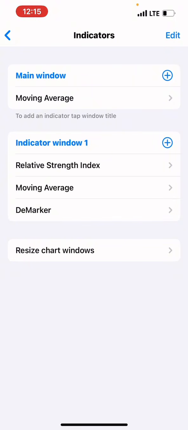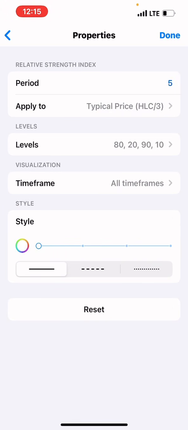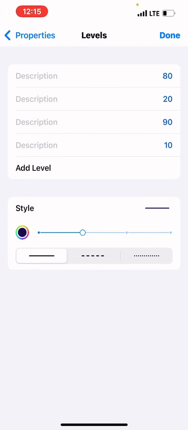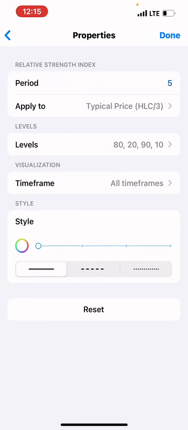So the next one will be the relative strength index. Once you add this one, it would automatically create an indicator window one, if you don't have the setup already. So you check that. Period of 5, apply to typical price again. Levels are 80, 20, 90 and 10. If you click that, you just set the levels to 80, 20, 90 and 10. And here you can change the color. Make sure you use a color that will be visible on your chart. Click done when you're done with that.